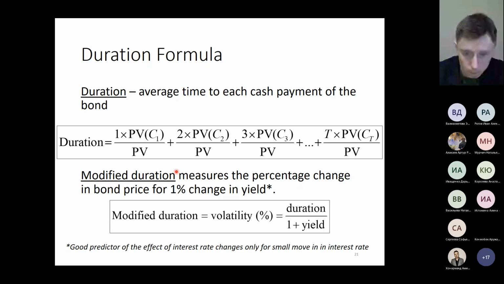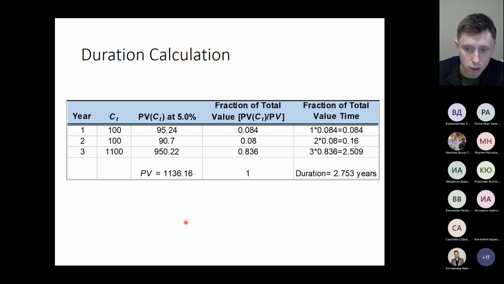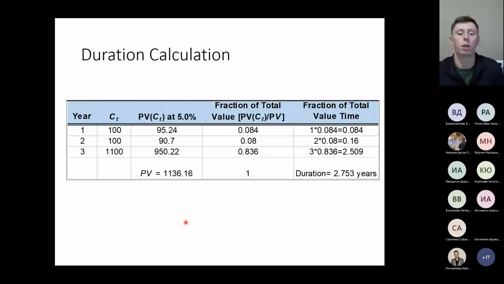And modified duration is its transformed version. We divide it by 1 plus yield. This modified duration is already measured in percent, unlike duration, which is measured in units of time. And modified duration can be good for the prediction of the change in the bond's price resulting from a change in interest rate. Let's consider the example of how we estimate the duration. We will go through 2 examples here.